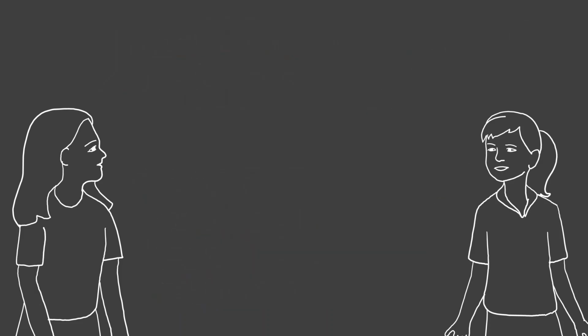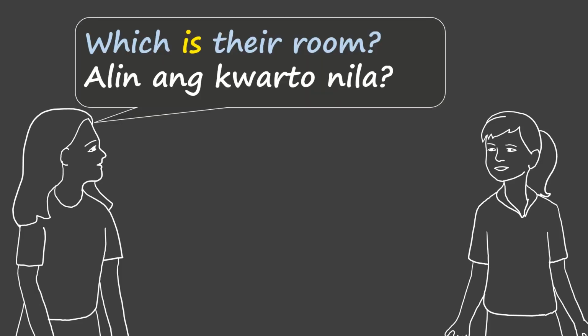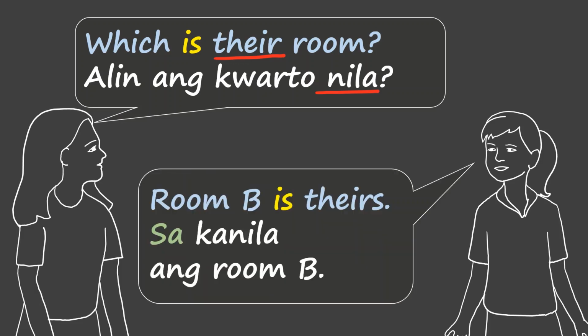Let us continue the conversation. Anna asked, "Which is their room? Alin ang kwarto nila?" "There is nila." Abby answered, "Room B is theirs. Sa kanila ang room B." Theirs, kanila. Do you see the pattern here?